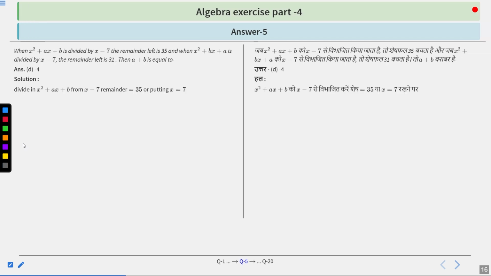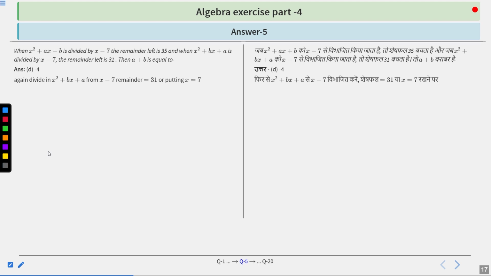So dividing x square plus ax plus b by x minus 7, remainder is 35, or putting x equal to 7 in the equation, we get 7 square plus 7a plus b equal to 35. So 7a plus b is equal to 35 minus 7 square, which will go to the opposite side, it will become minus 49. Therefore 7a plus b is equal to 35 minus 49 is minus 14. So we get our first equation.